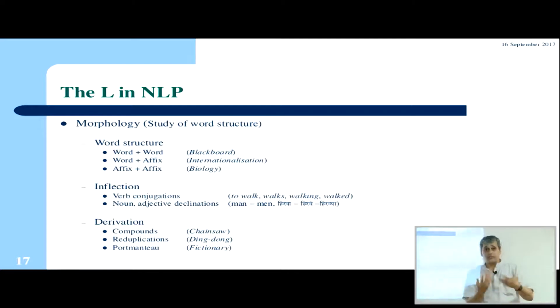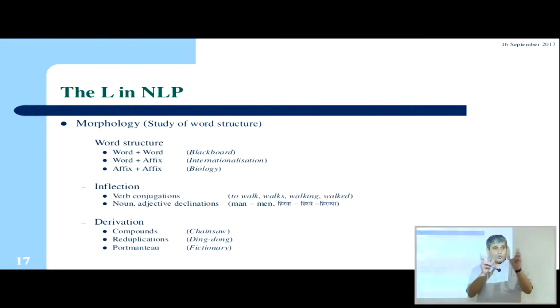Then you have derivation, new words that are created. How? You have compounds, two independent words coming together: chainsaw, chainsaw is a third word that is created. Or you have reduplications, ding dong, or in Marathi, barbar, chat chat, zulu zulu, etc.